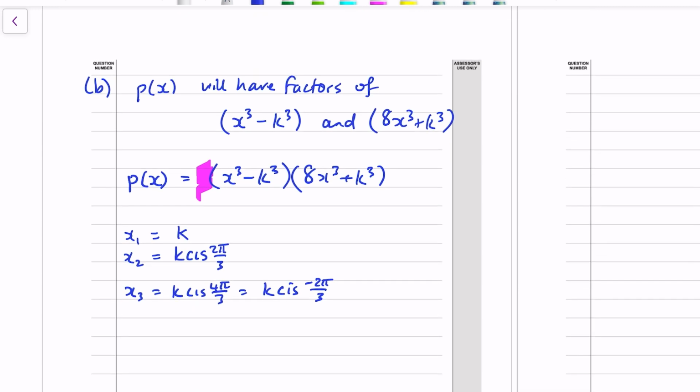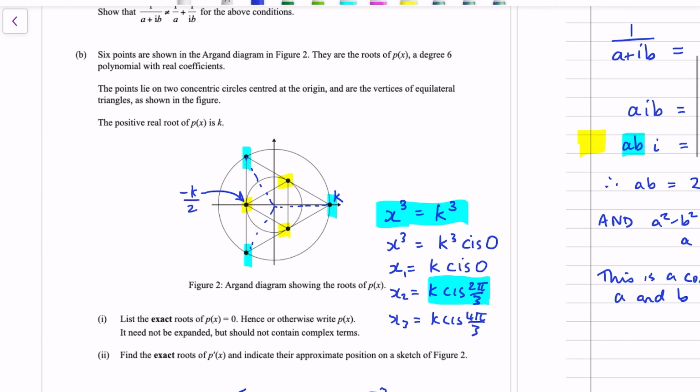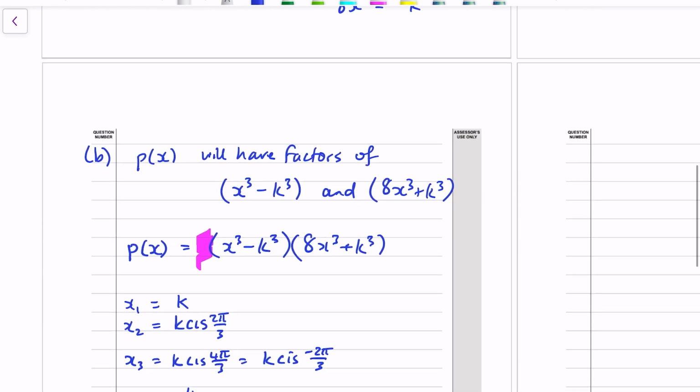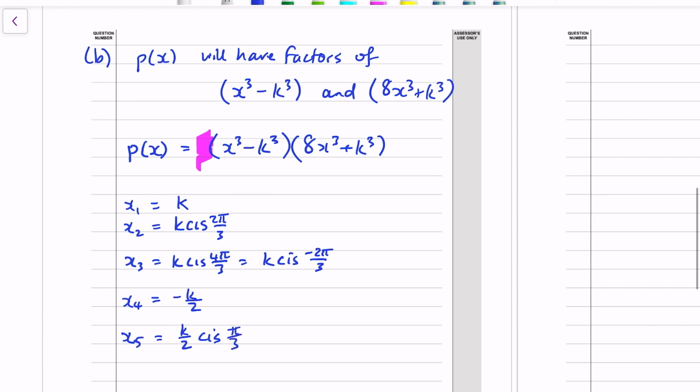And then solving the other bracket equal to 0, we got the fourth solution, which was minus k over 2. The fifth solution is k over 2. Be careful, because when you write things in polar form, the modulus is always positive, and we're told k is positive. So k over 2 cis, go back to the diagram where the yellow is. It's at an angle of pi over 3, or 60 degrees. And the other one underneath is minus pi over 3. So k over 2 cis pi over 3 and k over 2 cis minus pi over 3 are our solutions.